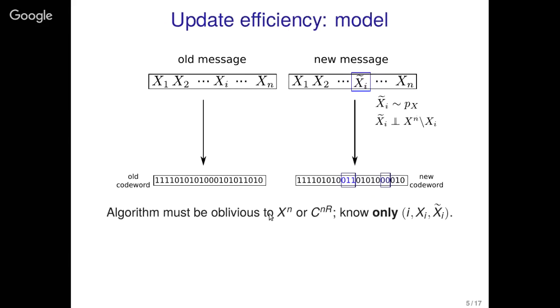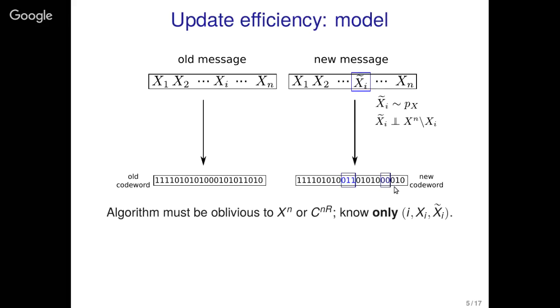So updating with this new symbol xi is bound to cause some changes in the new code word, and we want to do a compression scheme which ensures that the number of changes that need to be made in the new code word is as small as possible.